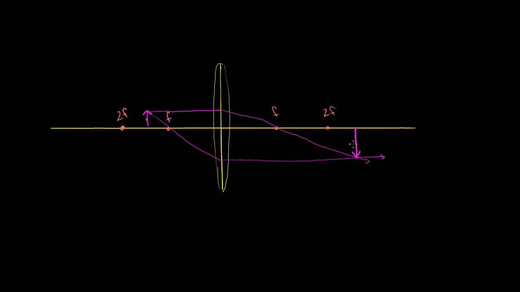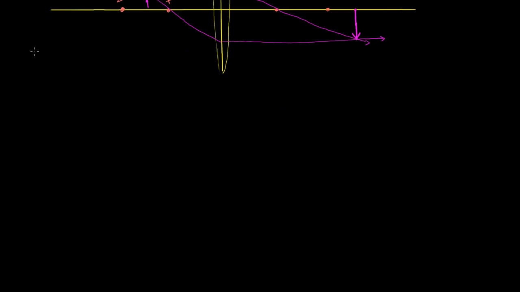So this is really kind of the reverse of the first example. In the first example, the object was large and more than 2 focal lengths away, and the image was in this range. Now the object is here, and now the image is on the other side. So it's really just the other side of that first example. So let's do a couple more.